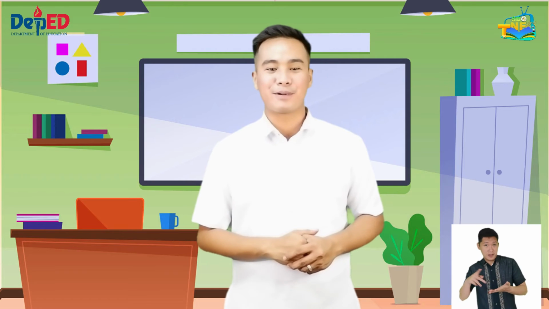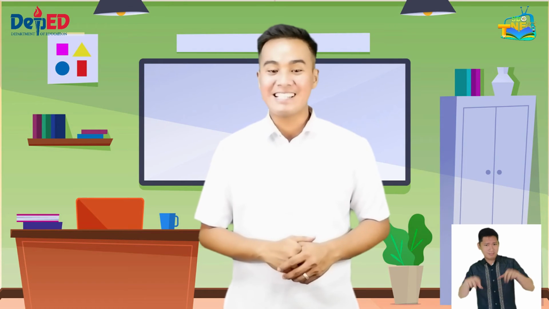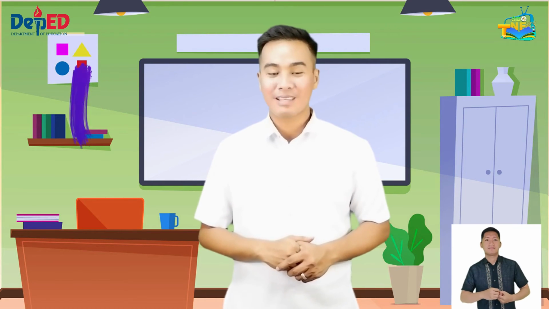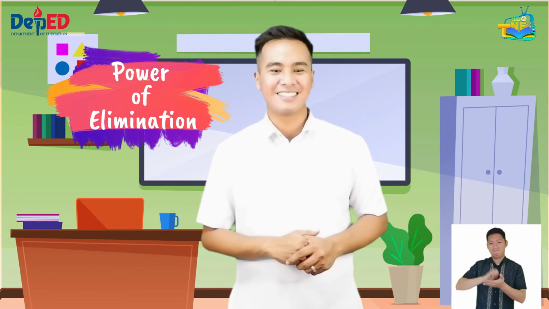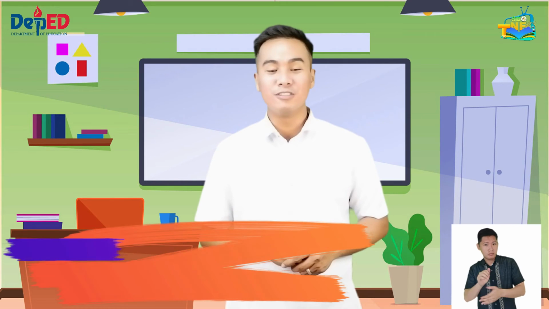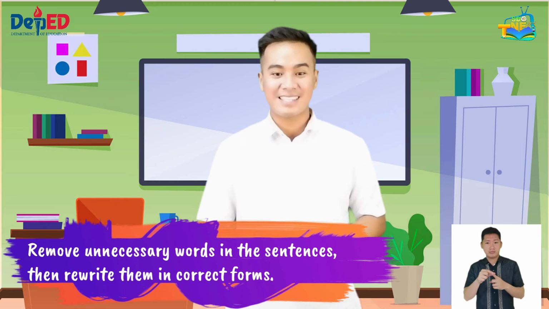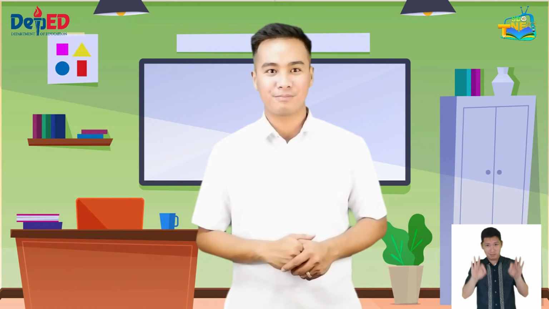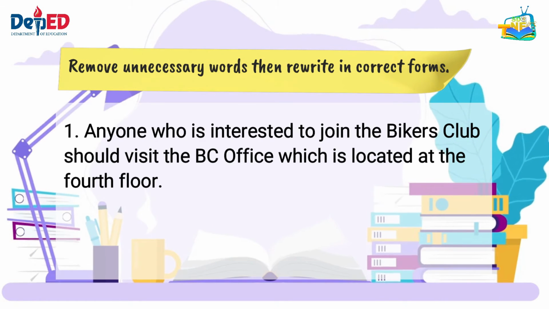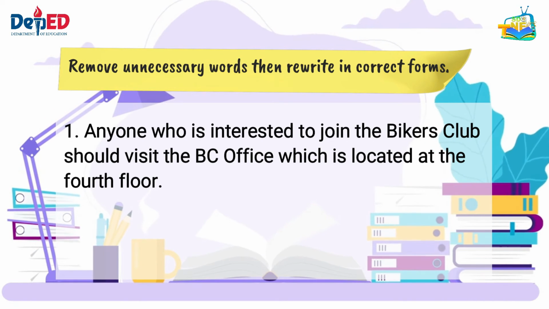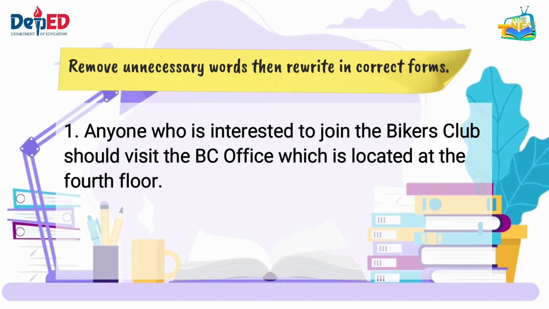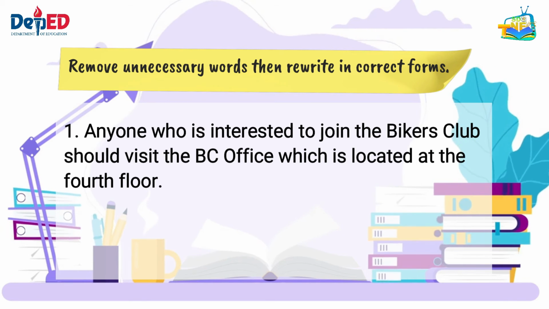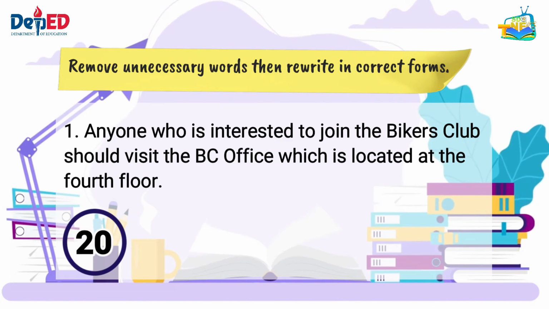Get your pen and paper. Our activity is entitled The Power of Elimination. Your task is to remove unnecessary words in the following sentences, then rewrite them in correct forms. Number 1. Anyone who is interested to join the Bikers Club should visit the PC office, which is located at the 4th floor.